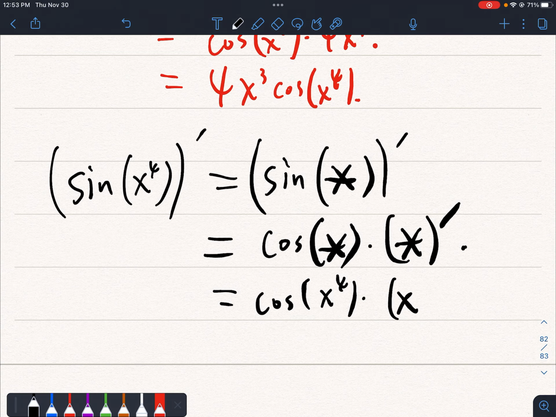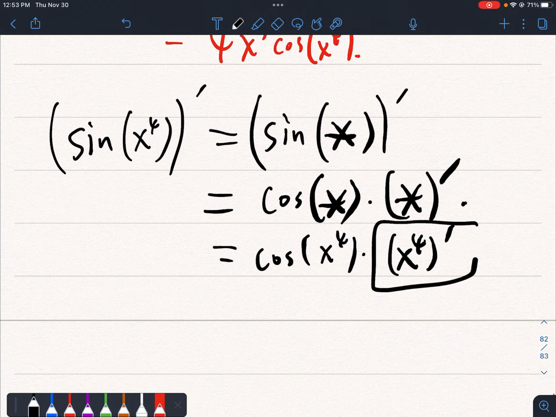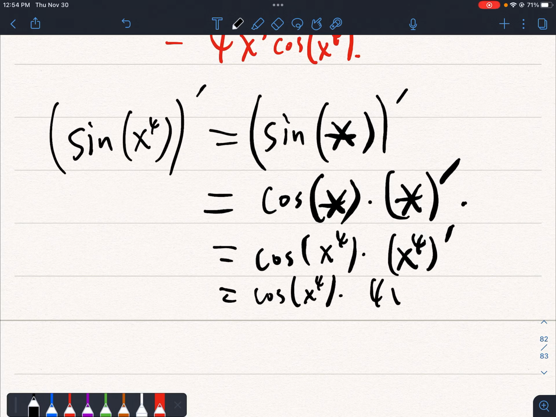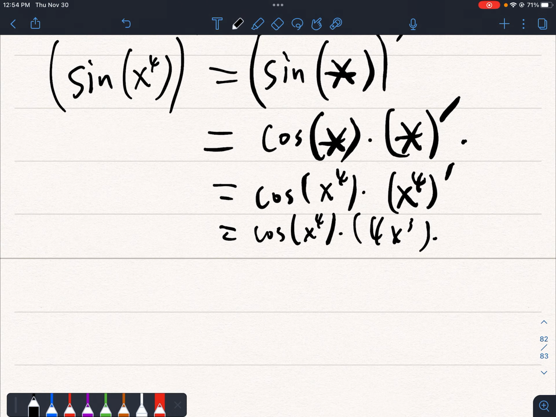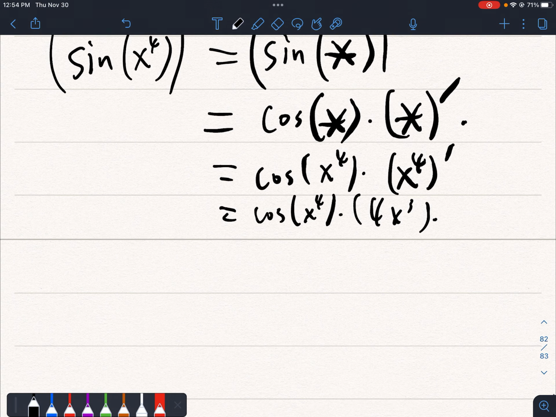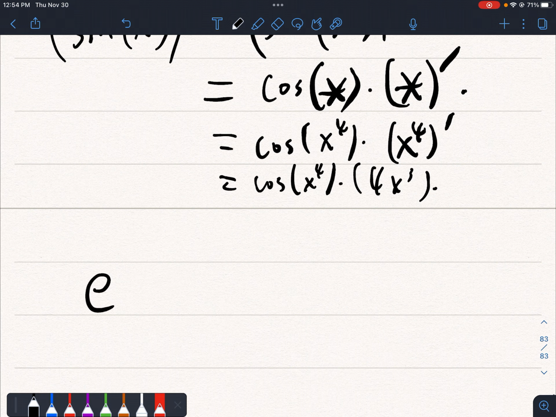Okay. So then in this case, this is cos of x to the power 4 times the derivative of x to the power 4. And you know how to compute this, so you're done. So this becomes cos of x to the power 4 times 4 times x cubed. So let's look at some other examples. First I will give you some examples, and then I will write down the chain rule.